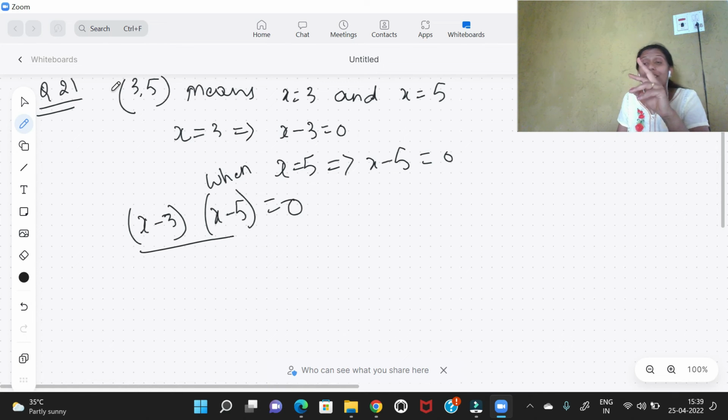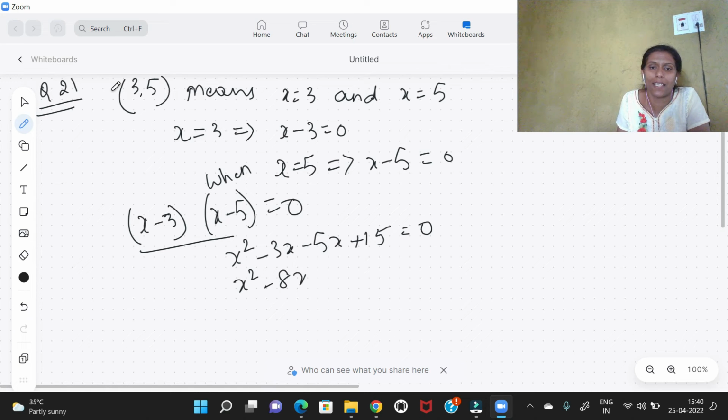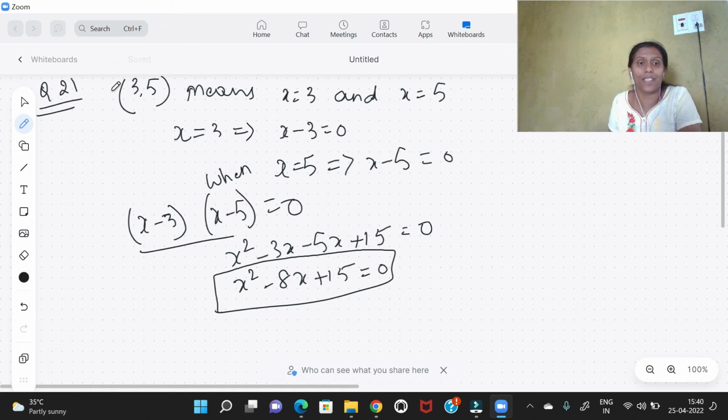Now, instead of finding the factors, because they already gave the solution set, our next work is to find out the quadratic equation. That is nothing but x square minus 3x minus 5x plus 15 is equal to 0, which means x square minus 8x plus 15 is equal to 0, right? Out of the solution set, they asked us to find the quadratic equation, and this is the quadratic equation.